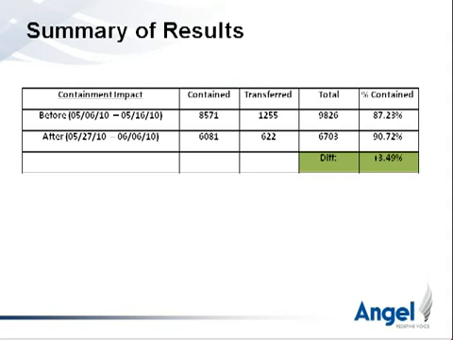So if we look at the summary of the results, the containment impact for contained, transferred, and total kind of speak for themselves. But really, in my opinion, the results that mattered most were at the end, the customer satisfaction survey. The customer satisfaction or post-call survey numbers after the call center actually went up despite containing more calls.